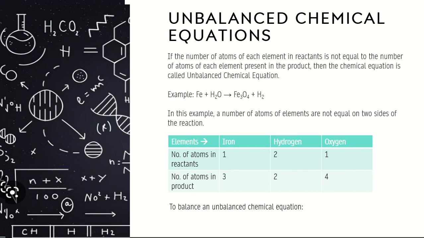If the number of atoms of each element in the reactants is not equal to the number of atoms of each element present in the product, then the chemical equation is called an unbalanced chemical equation. In the example given, on the reactant side there's one iron atom, but on the products there are three iron atoms. There are two hydrogen atoms on both sides, and there is one oxygen atom on the LHS and four on the RHS.